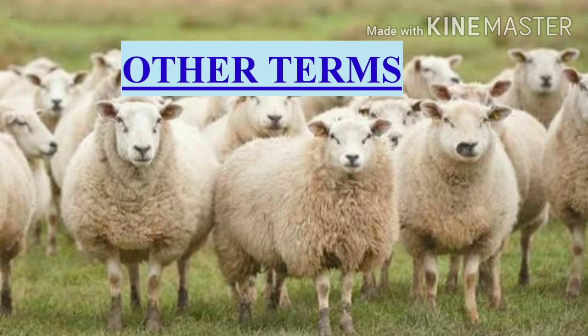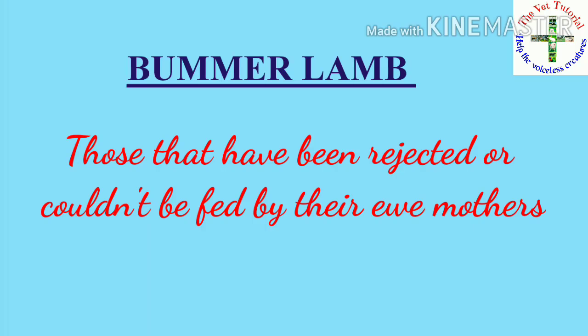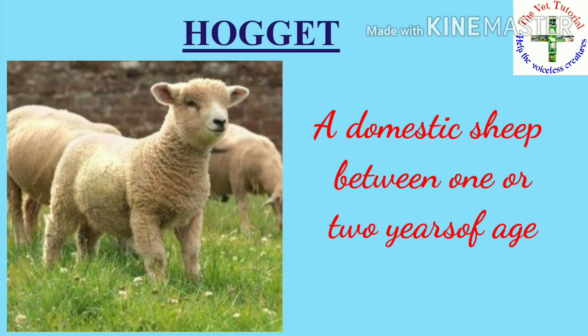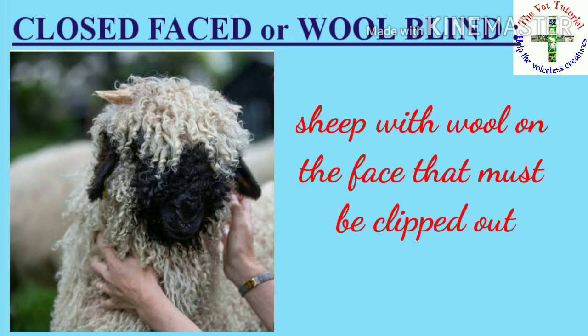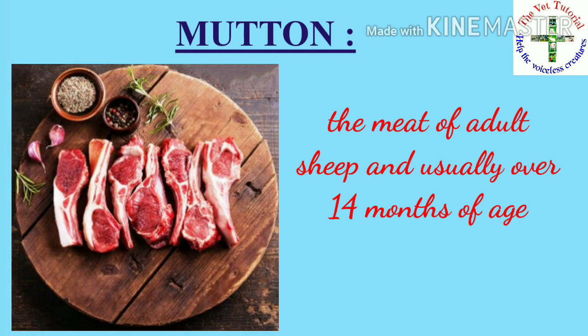Then other terms related to sheep are bummer lamb, those that have either been rejected or couldn't be fed by their ewe mothers. Then hogget, which means a domesticated sheep between 1 or 2 years of age. Then open faced, which means sheep with short hair on face. Then closed face or wool blind, which means sheep with wool on the face that must be clipped out. Then mutton, the meat of adult sheep, usually over 14 months of age.